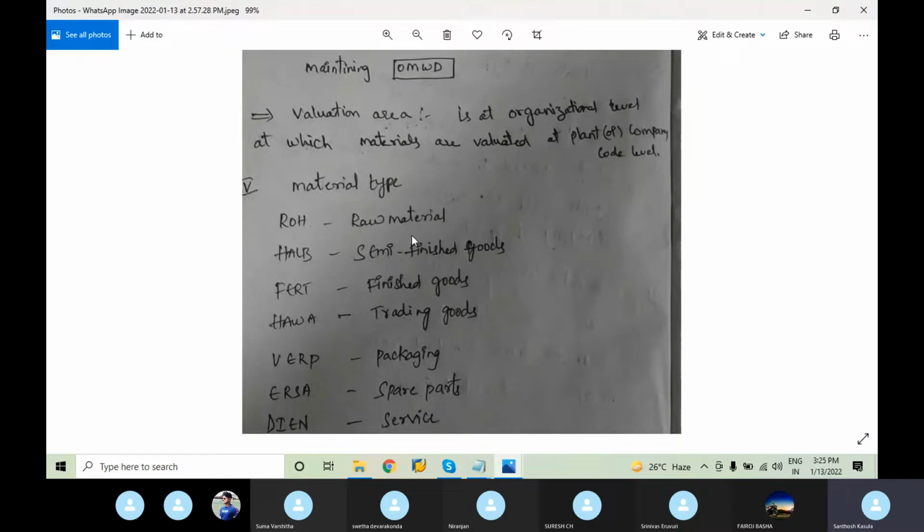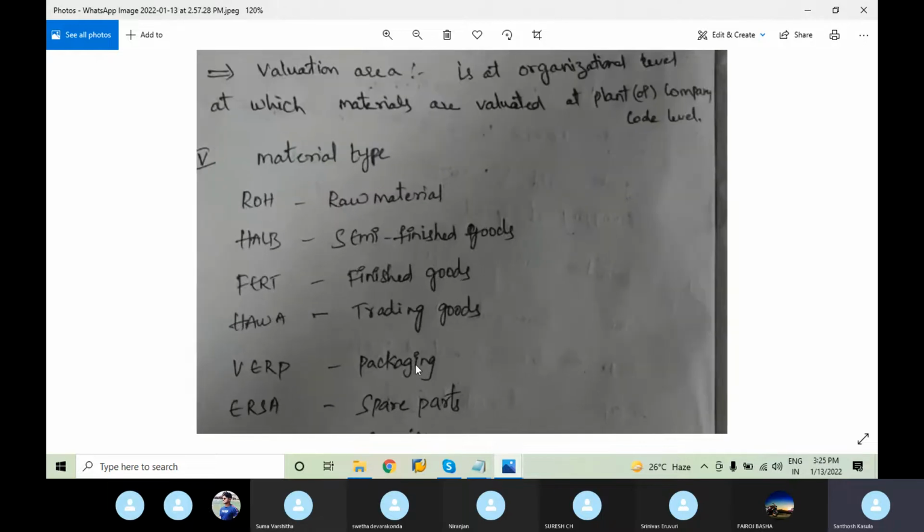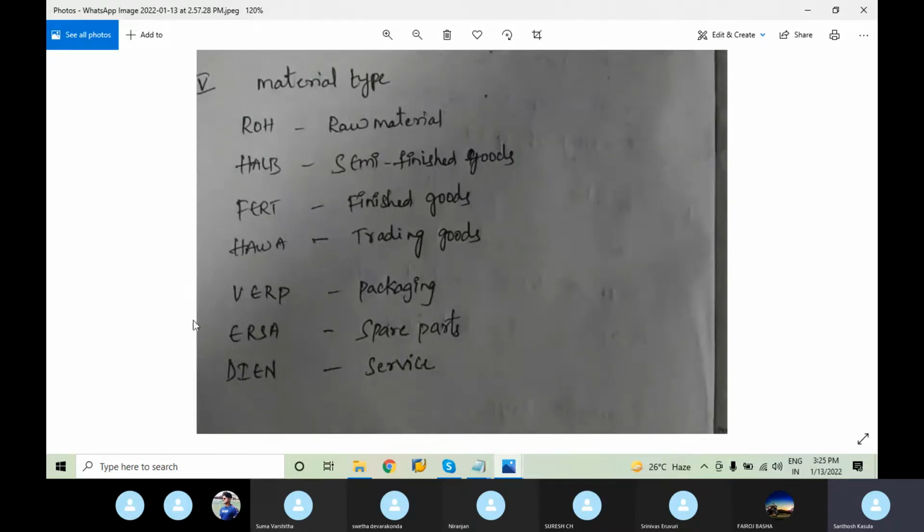So ROH indicates raw material, HALB indicates semi-finished, and FERT indicates finished good. These are the types of materials which we have in the company. HAWA is trading of goods. For example, if there is an organization that buys and sells goods, that material type is called HAWA. And if we have packaging material in the organization, that material type is known as VERP.